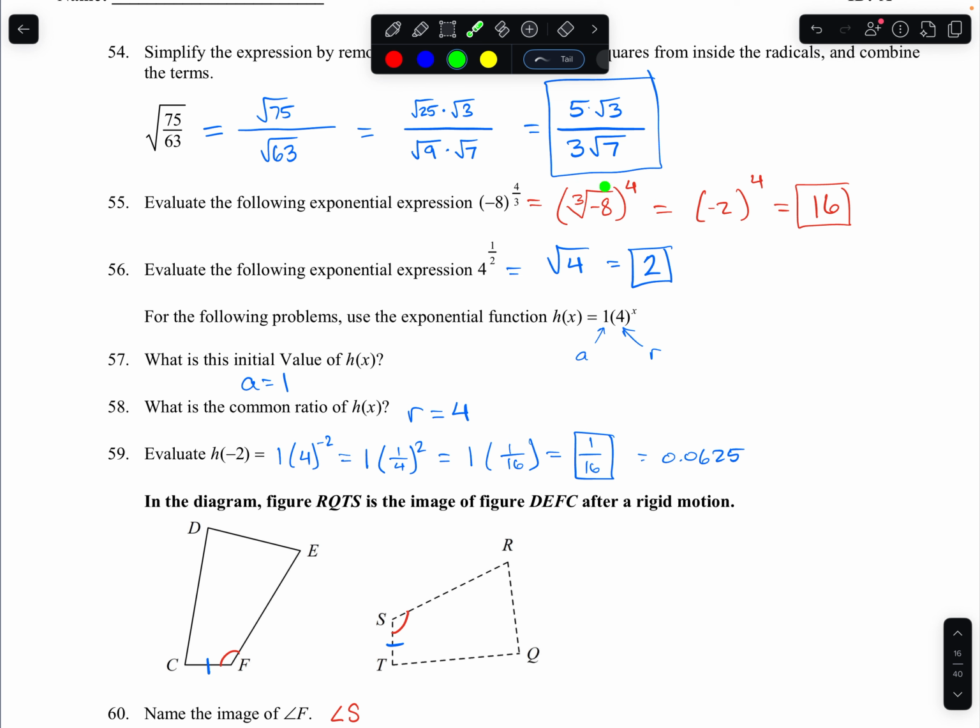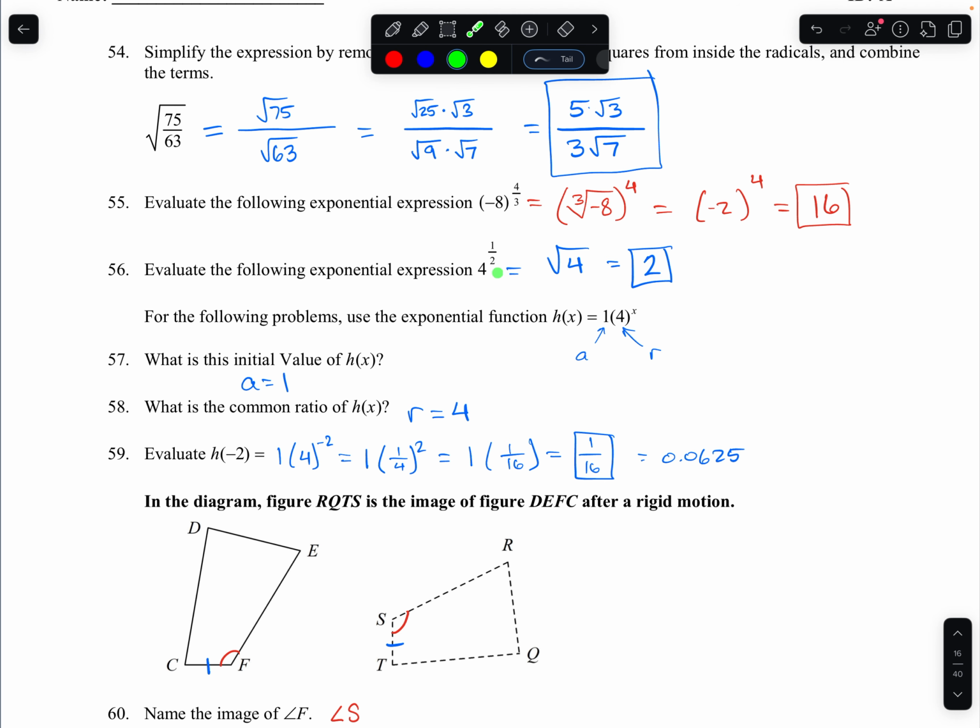So inside the parentheses here, the cubed root of negative 8, what number times itself again gives us negative 8? Well, that would be negative 2, because negative 2 times negative 2 is positive 4, and positive 4 times a third negative 2 would be negative 8. All that's left is to take this negative 2 and raise it to the 4th power. Negative 2 to the 4th power would be positive 16.